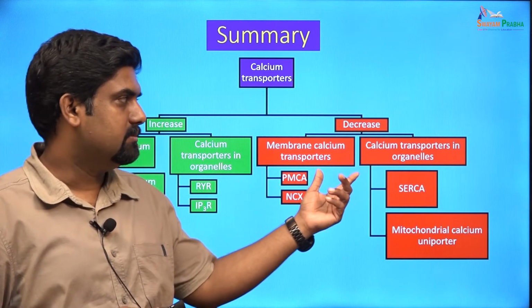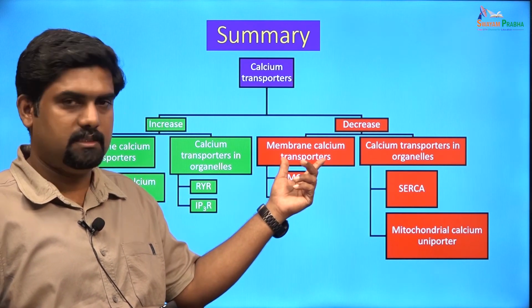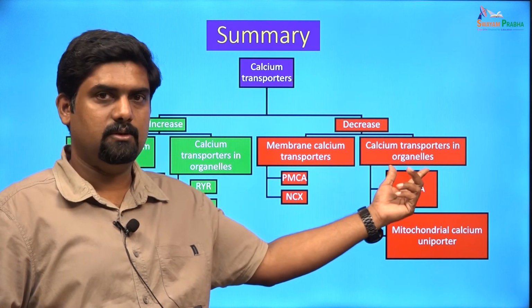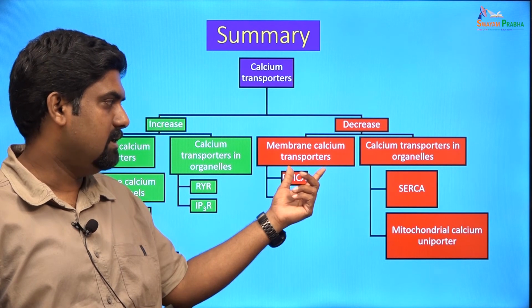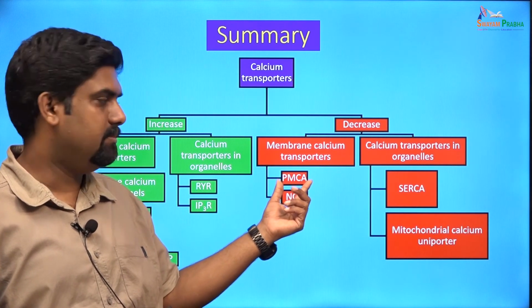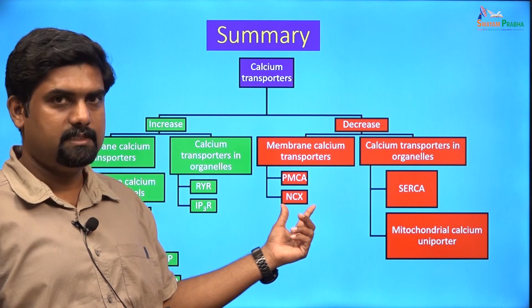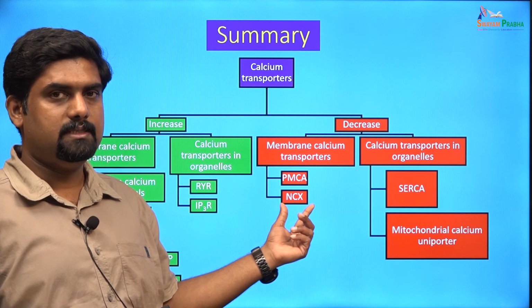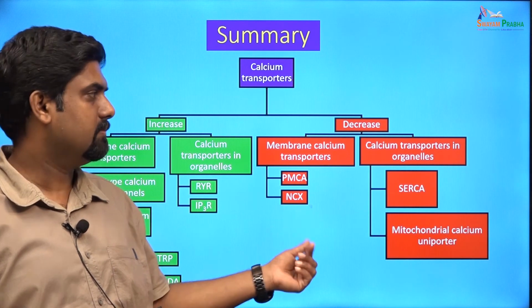Now there are various calcium transporters that decrease the intracellular calcium concentration. Some of these are present on the cell membrane and some on the organelles. The calcium clearance mechanisms present on the cell membrane are the plasma membrane calcium ATPase and the sodium calcium exchanger. Remember, the sodium calcium exchanger can also operate in the reverse mode and thereby increase intracellular calcium.